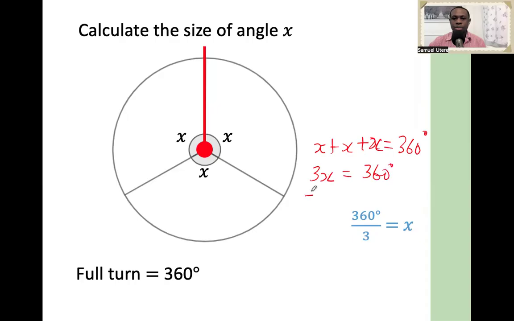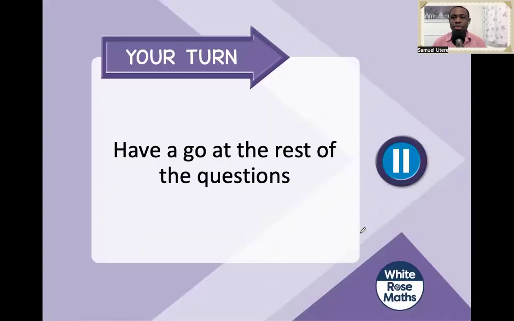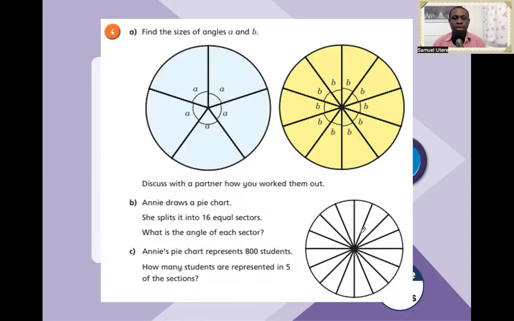To get x, we need to divide by 3 because we're doing the inverse operation. So if you do not understand what we're doing here, go and watch our lessons where we have learned how to solve equations. And that will give us this result here, which is 120 degrees. It's now time for you to pause the video and answer the rest of the question. Pause the video and answer question 4 in 3 minutes.